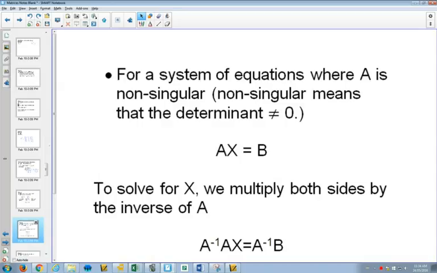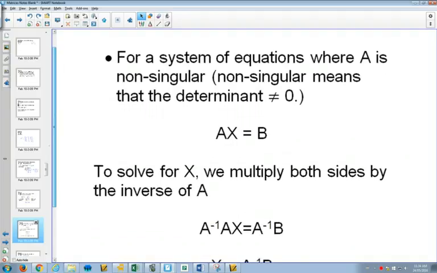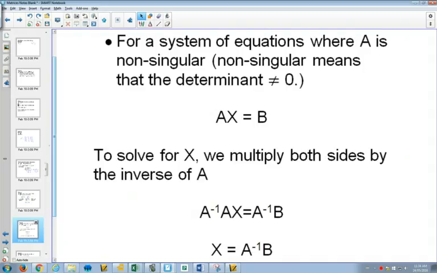And you can solve this equation if A has an inverse. In other words, you can quickly see if there's a solution by finding the determinant. So in this way, it might be faster than our other methods to find out if there is a solution, because you can quickly see what the determinant is. Then to solve for X, you need to get rid of A.